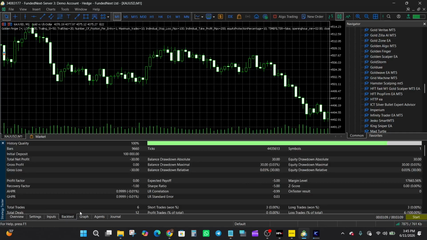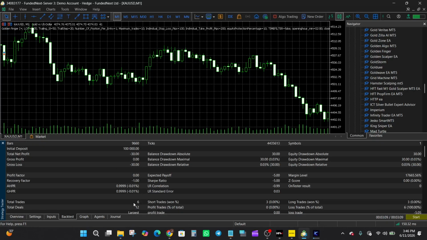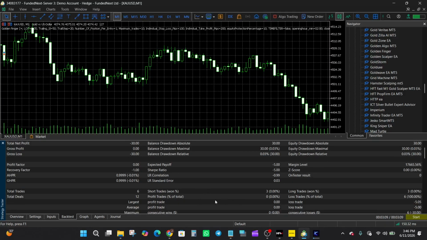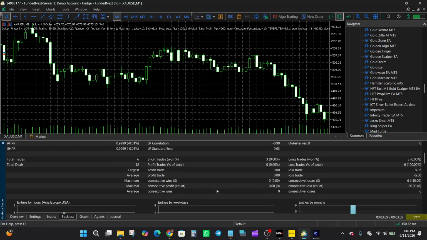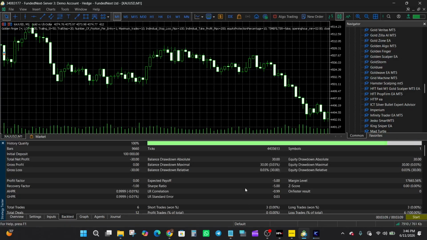modeling. Going to the results, we can see that from an initial deposit of $100,000, net profit was negative $30, but that was just from 6 trades because we backtested just over less than 2 weeks. So, just 6 trades executed, negative $30. And the number of profitable trades was 0. So all the trades were losing trades. Wow, that is not encouraging. Not encouraging at all.